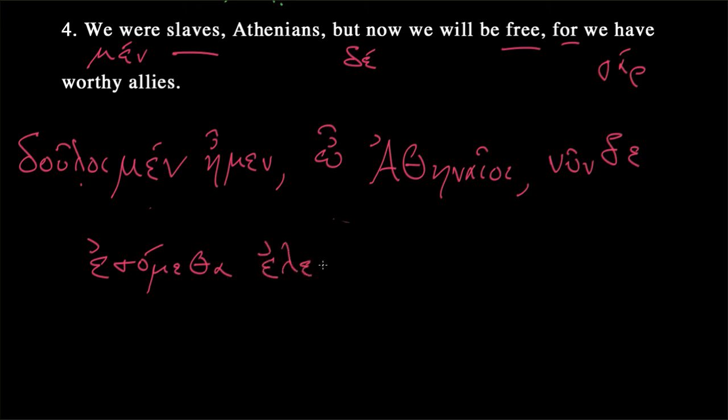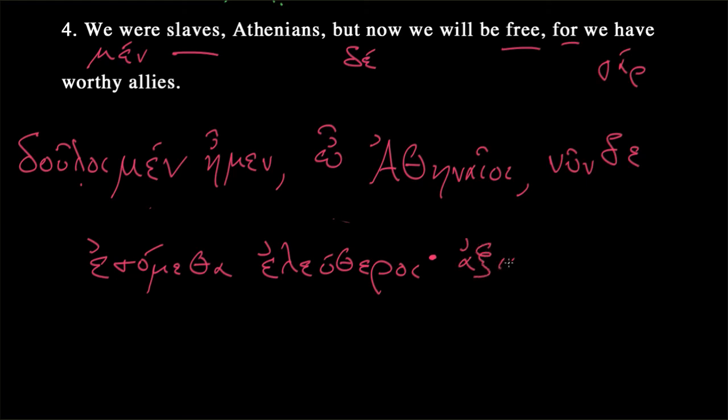What was that? Eleutheros. And then we can assume a masculine plural here, not feminine. Otherwise, we would say Athenian ladies, something like that. So we were slaves, but now we will be free. This would be a good point for one of those raised dots, kind of semicolon, for we have worthy allies. So let's do the worthy allies first.